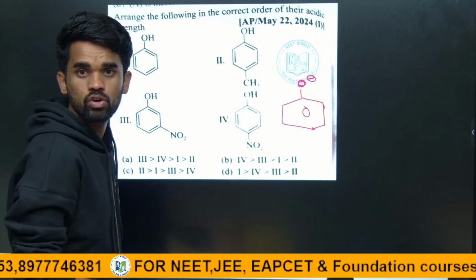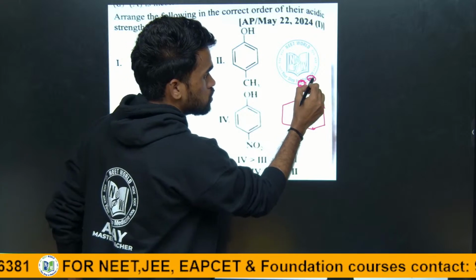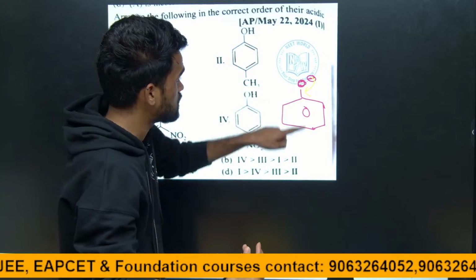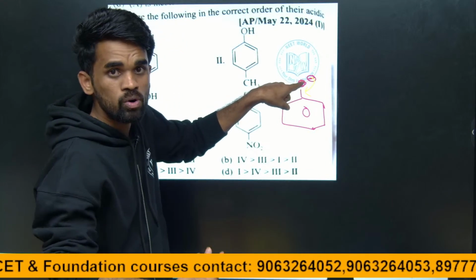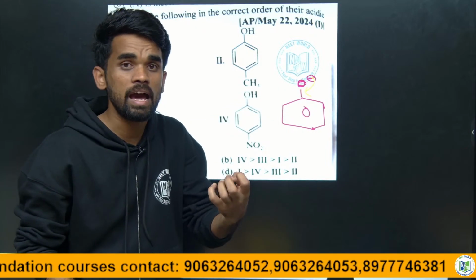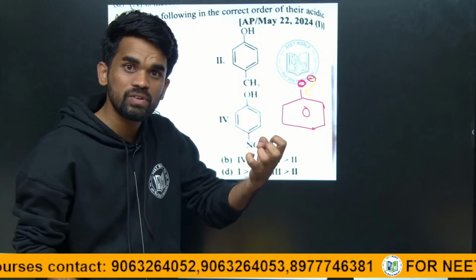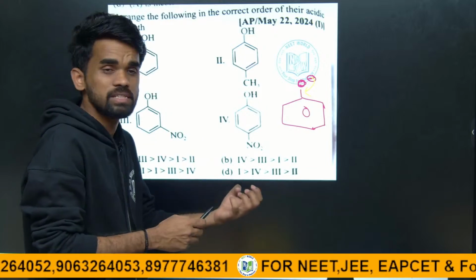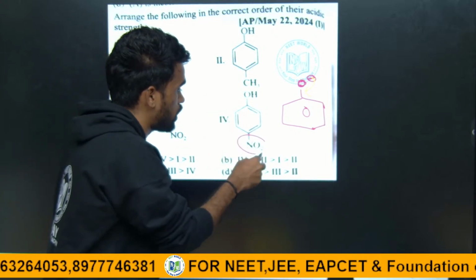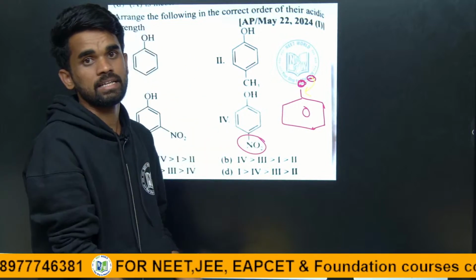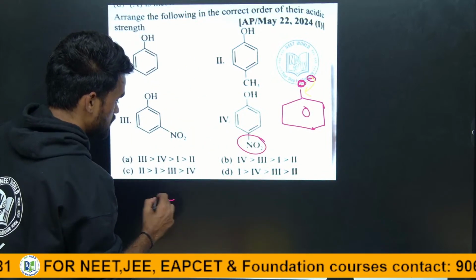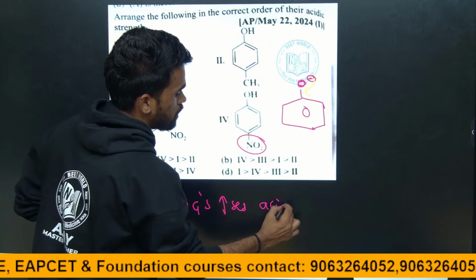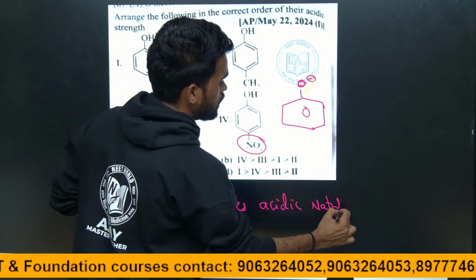If there is any electron withdrawing group, that will withdraw this negative charge into the ring or towards itself, therefore that will stabilize this negative charge of the oxygen more effectively. So I can say minus I groups or minus M groups, electron withdrawing groups, stabilize this phenoxide ion. So now out of these 4, the phenol which has an electron withdrawing group will be more acidic. So I am writing, electron withdrawing groups increase the acidic nature of phenols.